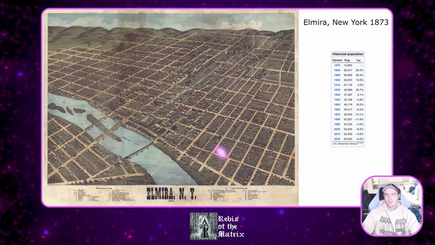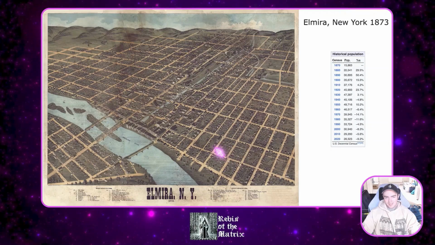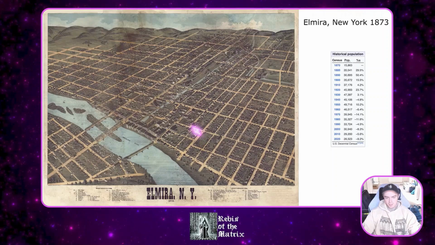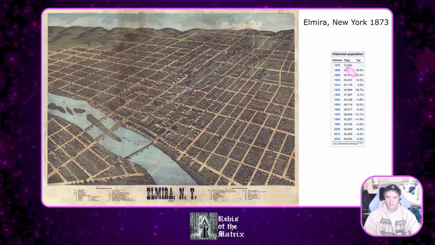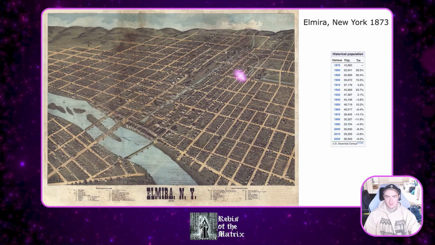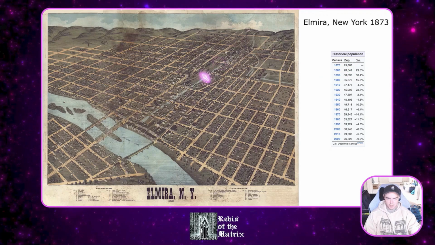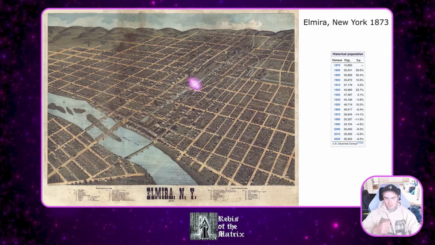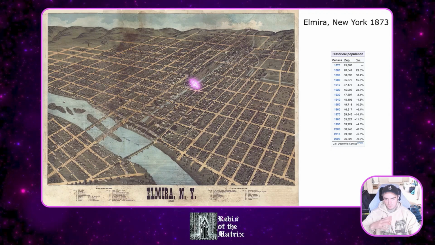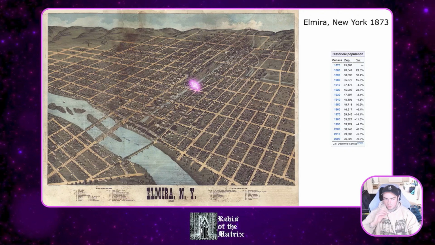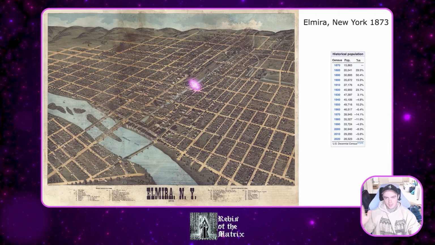Elmira, New York. There wasn't anything particularly spectacular with the architecture that I wanted to point out here. We're looking at a place that supposedly had a population of just over 15,000 people. It has a big railway track running through it. East Coast, so, you know, more believable, more of a population, more resources available, but for me it's the grid layout.